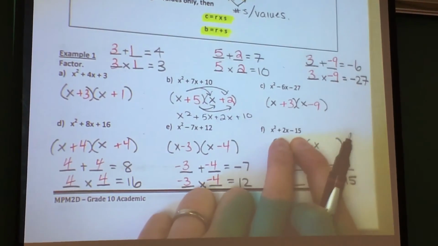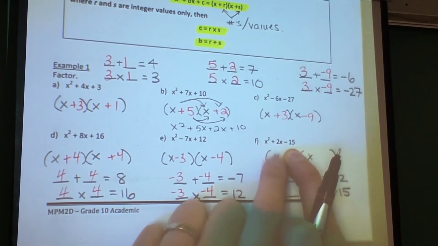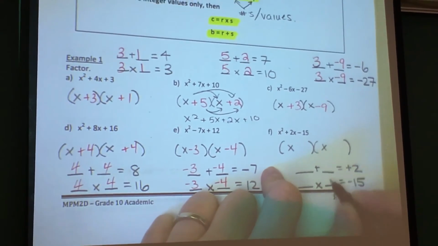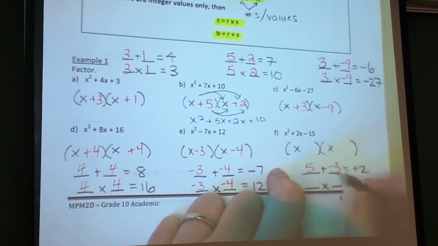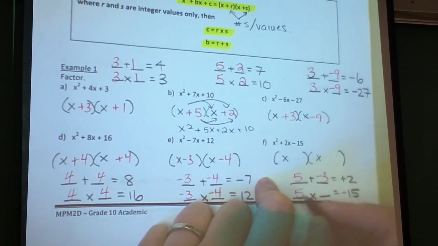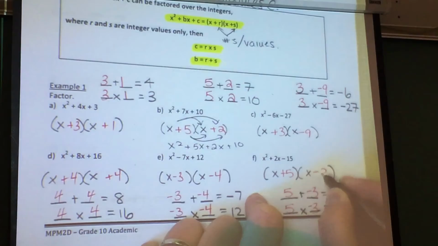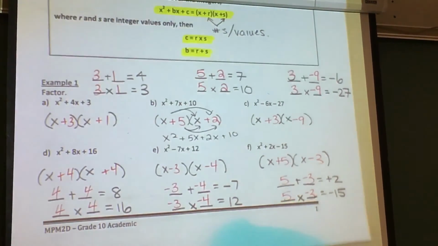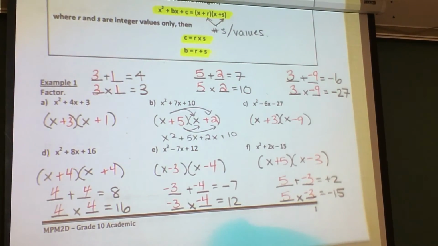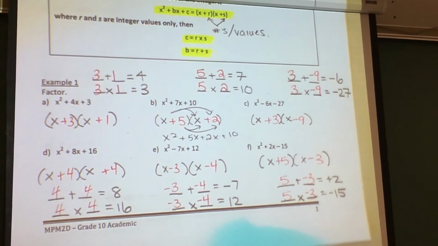What about this one here? 5 and -3. Good. Okay, so 5 and negative 3 gives us positive 2. And 5 times negative 3 is going to give us negative 15. So we're feeling pretty good about that?